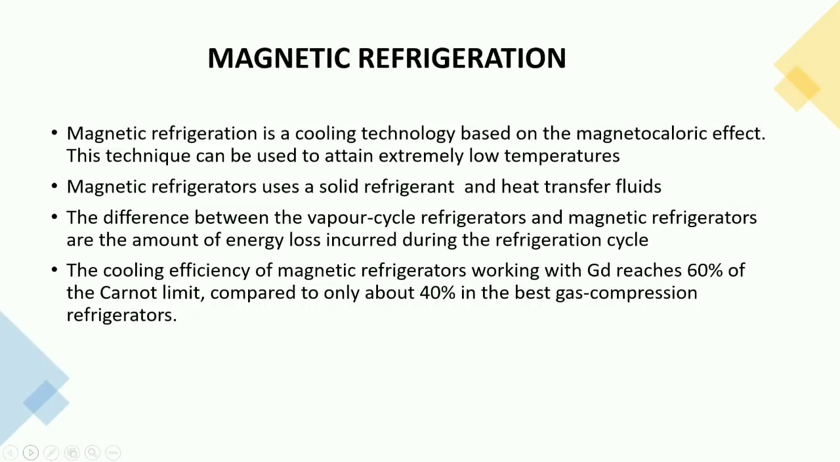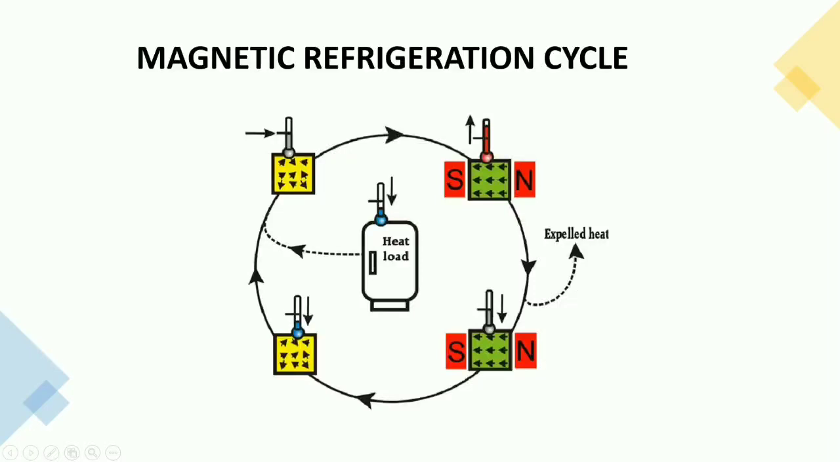The next slide is about the magnetic refrigeration cycle. It is a schematic representation of a magnetic refrigeration cycle which transports heat from the heat load to its surroundings. It shows the magnetic material without and with applied magnetic fields. The disordered magnetic moments are aligned by a magnetic field, which results in the heating of the magnetic material. Then this heat is removed from the material to its surroundings by a heat transfer medium.